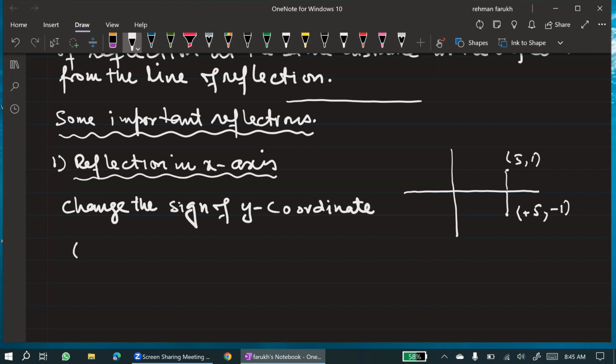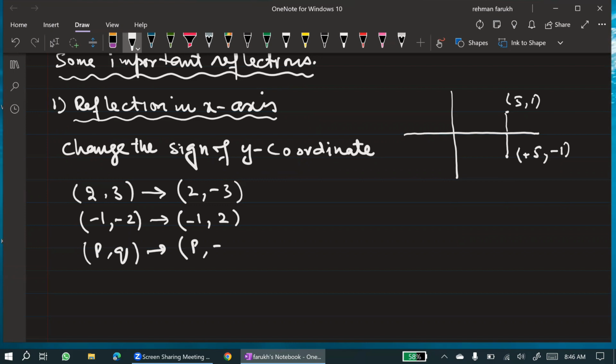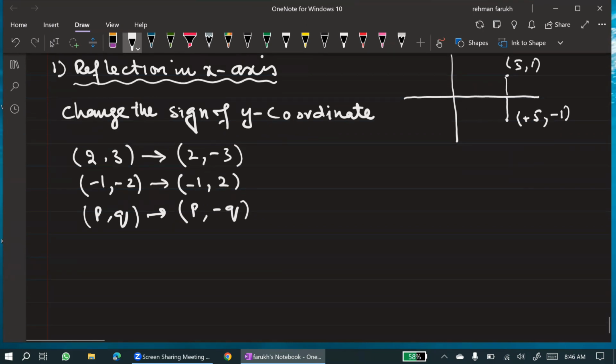If the point is 2, 3, it will become 2, -3. If the point is -1, -2, its reflection in the x-axis is -1 and +2. If the point is P, Q, then the reflection is P, -Q.